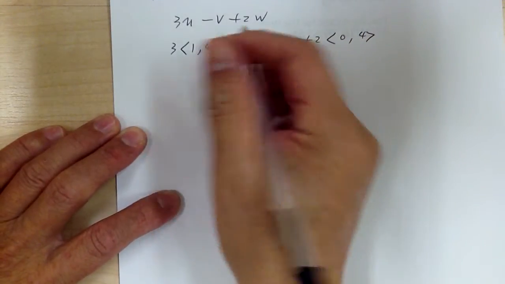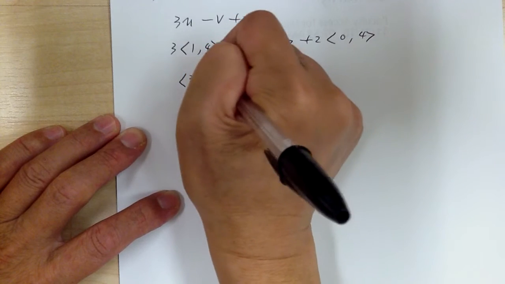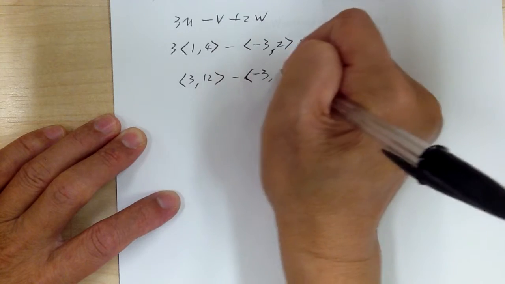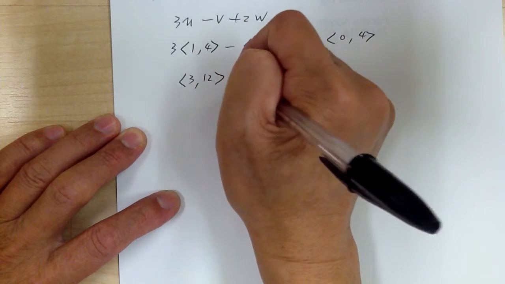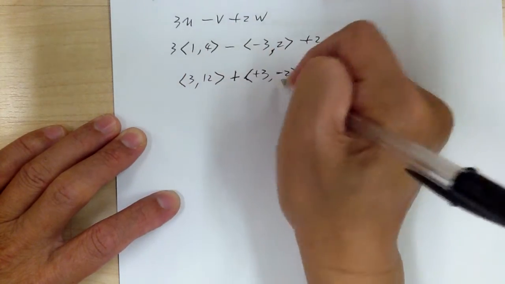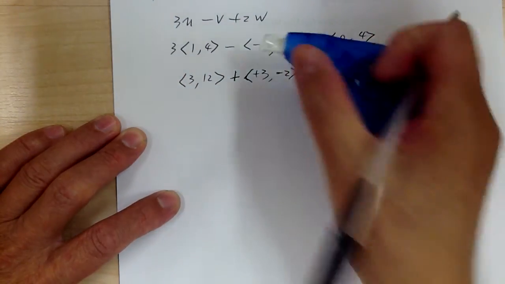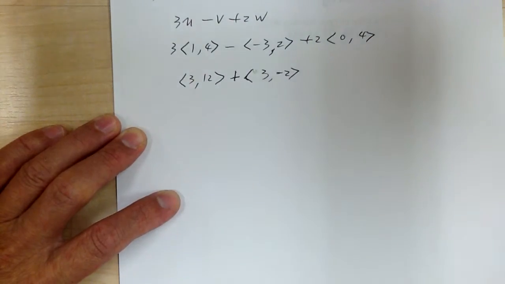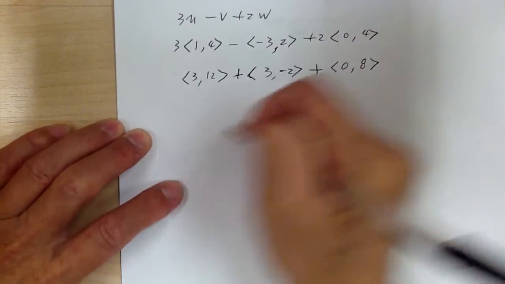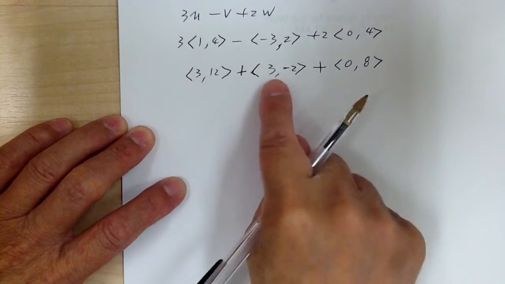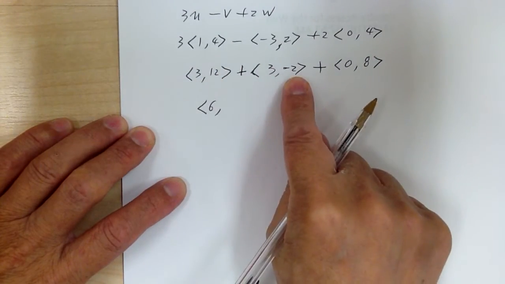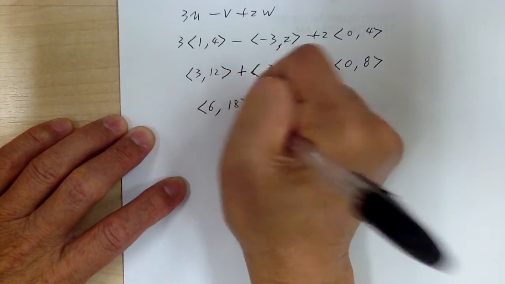Then next, go and distribute. You're going to get (3, 12) minus (-3, 2). I'm going to just distribute the negative inside, so make them plus 3, negative 2, so that way it's easier to add. Then this would be plus (0, 8). When you add, you add all the x numbers together, so 3 plus 3 plus 0 gives you 6. Then 12 minus 2 is 10, plus 8 will give you 18, and that would be your answer.